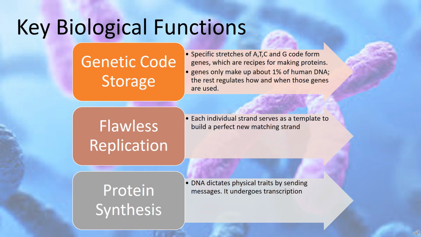DNA does not simply sit idly in the cell, it drives the daily mechanics of life through three critical roles. The unique, sequential order of A, T, C, and G serves as an alphabet. Specific stretches of this code form genes, which are recipes for making proteins. Strikingly, genes only make up about 1% of human DNA, the rest regulates how and when those genes are used.